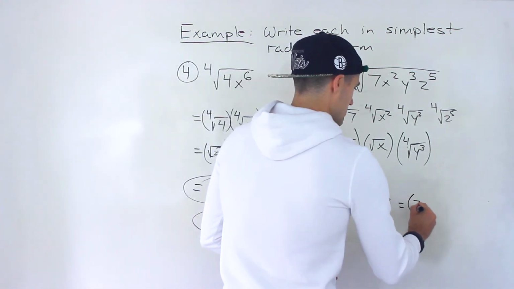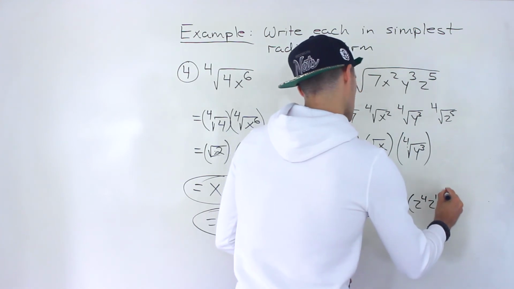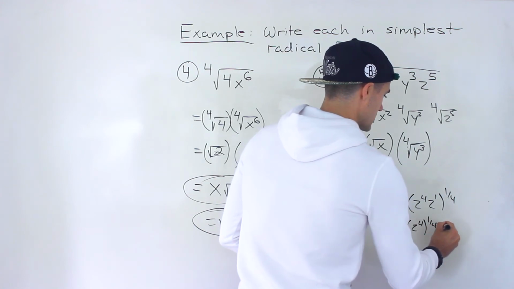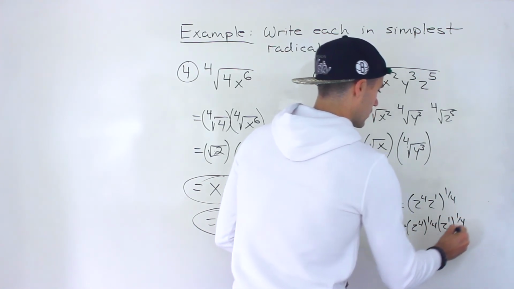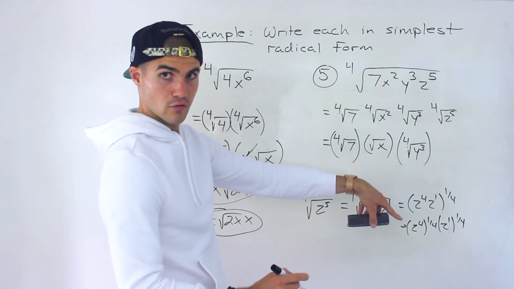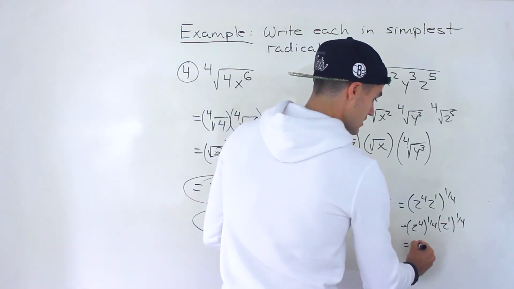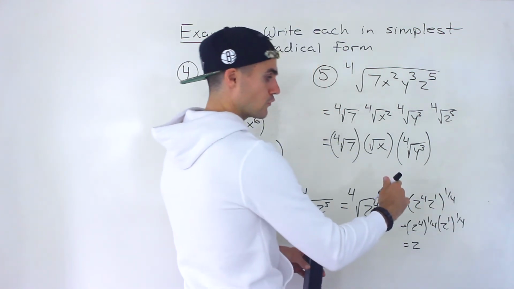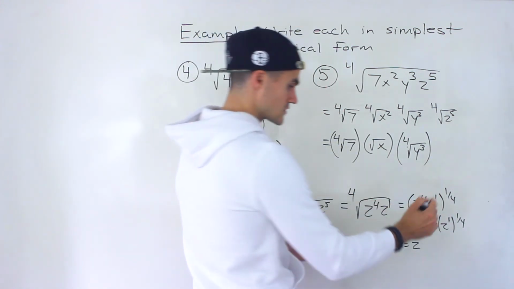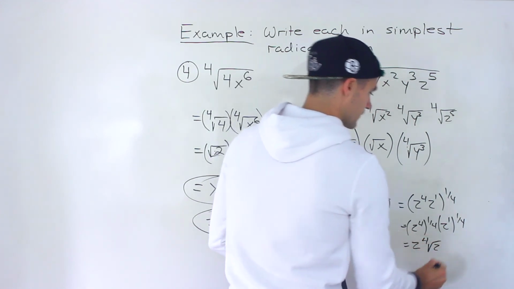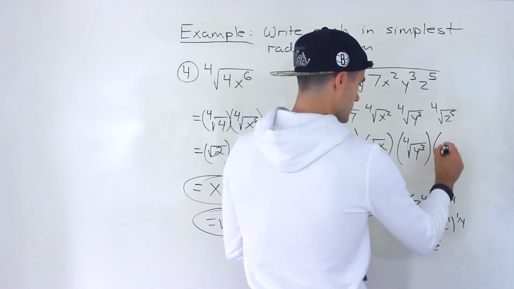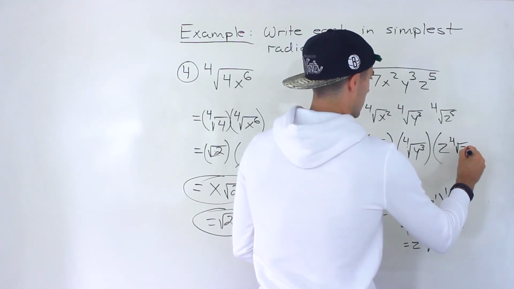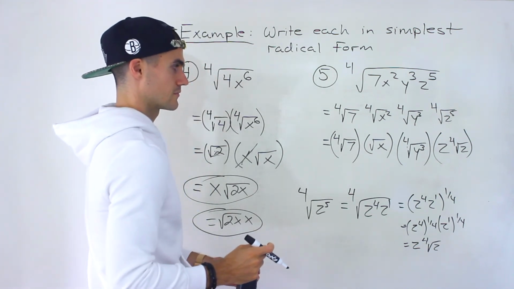And this would end up being z to the 4, z to the 1, to the power of 1 over 4. So we'd have z to the power of 4 to the power of 1 over 4, times z to the power 1 to the power 1 over 4. 4 times 1 over 4 gives us 1, which is just z to the power 1. So it's just z, and then we'd end up with 1 times 1 over 4, which is 1 over 4. Z to the power of 1 over 4 gives us the 4th root of z. So this simplifies to z times the 4th root of z, like that.